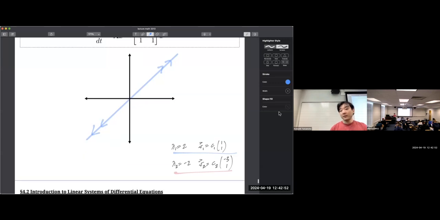The red one is negative 3, 1. So I'll go all the way down to 3 and 1. So it's going to be a really flat one, right here, I guess. Really flat. 1, 2, 3. So it's going to be like this. And this one's going to point in because it's a negative eigenvalue.